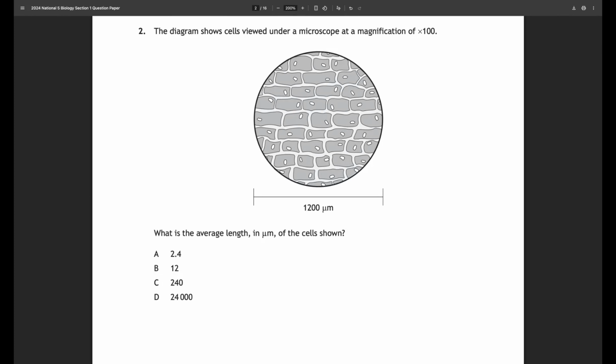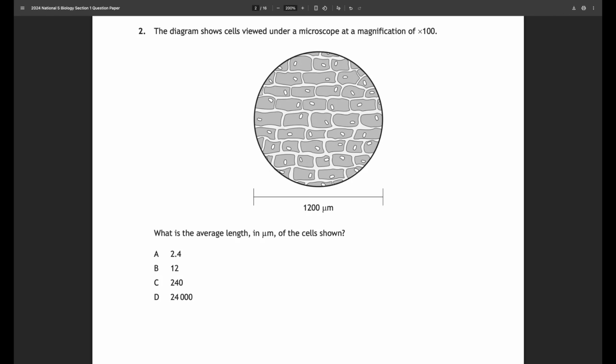Question 2. The diagram shows cells viewed under a microscope at a magnification of times 100. Okay, so this is 100 times larger than it actually is. What is the average length in micrometers of the cells shown? So what we have to do first of all is we need to count the number of cells that are going across the field of view here, across the diameter. So that's going to be 1, 2, 3, 4, 5 cells there. Okay, 1, 2, 3, 4, 5.